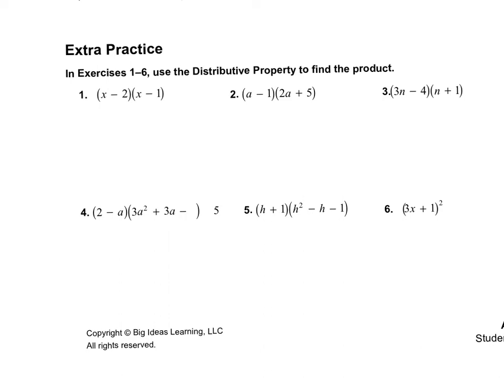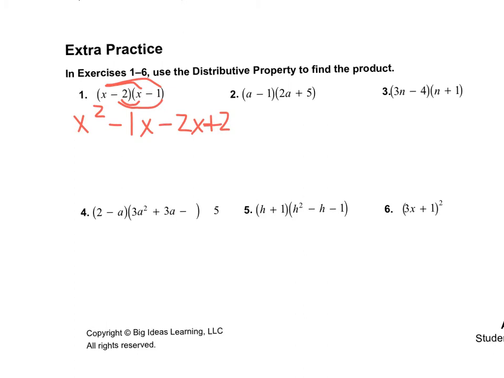So I see 2 terms times 2 terms, so I know this x needs to be multiplied by both of those. So let's do that first. So x times x gives me x squared. X times negative 1 gives me minus 1x. And then I also need to take this negative 2 times both of those terms. So negative 2 times x is minus 2x, and negative 2 times negative 1 is plus 2.